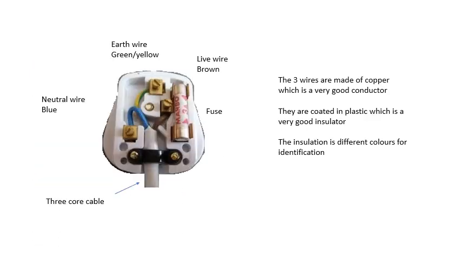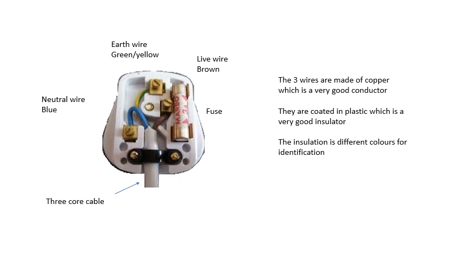You need to know this. This is a 3-pin plug. There's a 3-core cable at the bottom, and that's because there's 3 wires in it. Okay, you've got your live wire, which is brown, which is connected to the fuse. You've got your neutral wire, which is blue, and you've got your earth wire, which is green and yellow. The actual wires are made of copper because that's a very good conductor, but they're coated in plastic because it's a very good insulator, and then the insulation has different colors. You need to know the names of the wires and their colors.